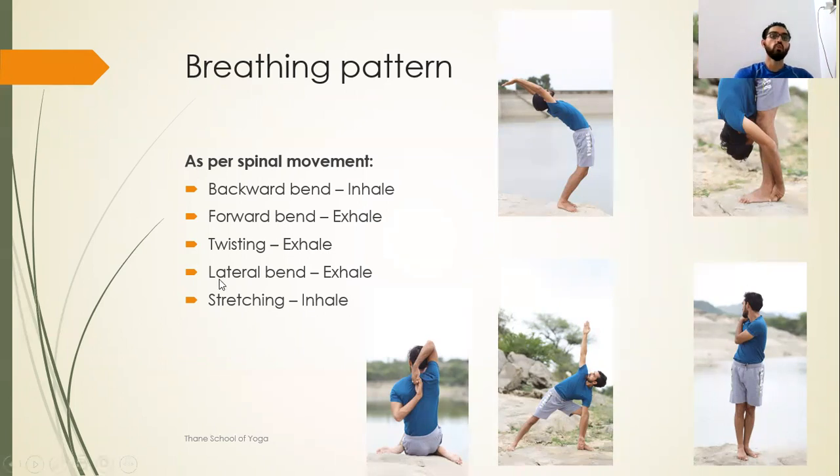Okay, let's go to lateral bend. Lateral is side bend. I am doing trikonasana, so I am giving a side bend to my spine. Side bend में क्या करना है? Exhale करना है. Stretching is when your spine is getting stretched. When you're raising your hand, you're stretching your spine upward. Like Hasta Uttanasana, जैसे कि आपने वृक्षासन कर लिया. So when you're doing vrikshasana, you're stretching yourself. When you're doing tadasana, you're stretching upward. What you will do? Inhale.